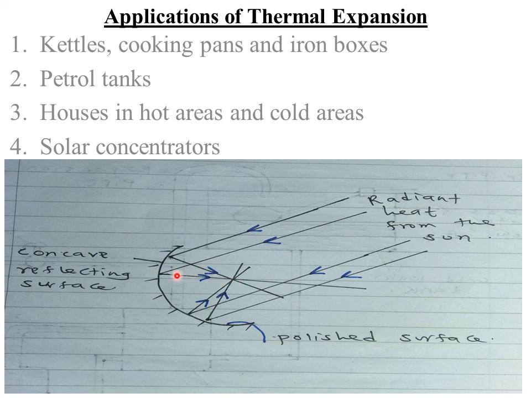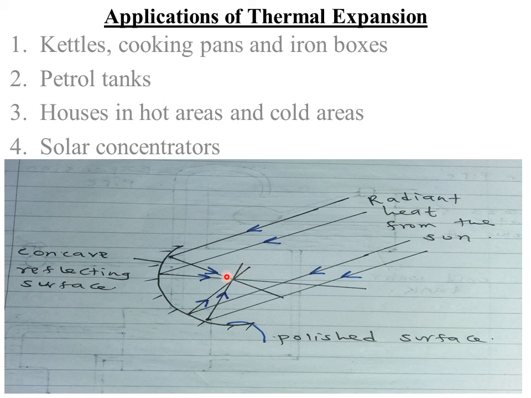So in solar concentrators, solar means heat from the sun, and to concentrate is to focus something at a particular point. So you can see here we have radiant heat from the sun, then we have our concave reflecting surface here, which is actually converging. You see there is an incident ray here, it hits the surface, then is converged here. We have another ray here, hits the surface, converged there.